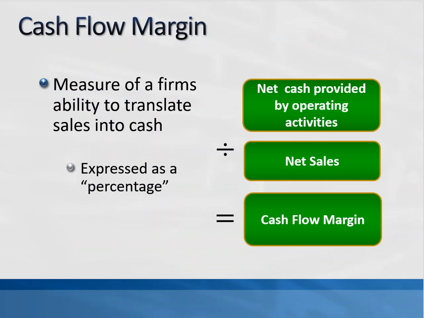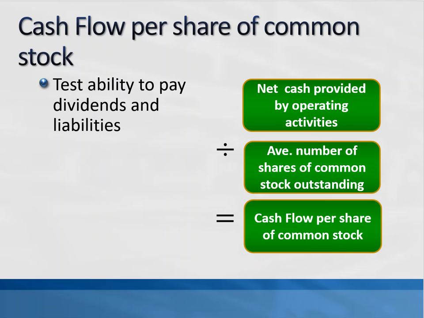Cash flow margin: net cash provided by operating activities divided by net sales. I almost feel like we saw that one. But also, we have what's called cash flow per share of common stock. Take your net cash provided by operating activities divided by the average number of shares outstanding. It'll tell you how much cash is coming in per share of common stock. I don't see that one used very often, or the cash flow margin one.